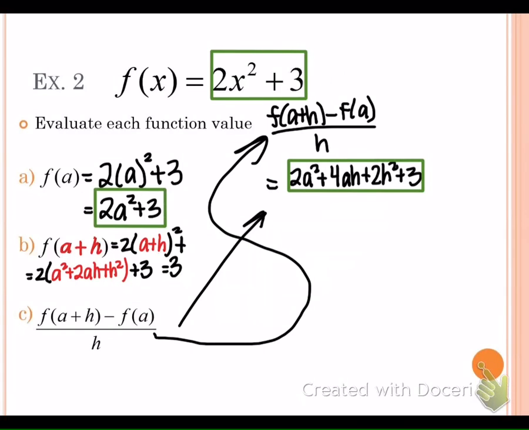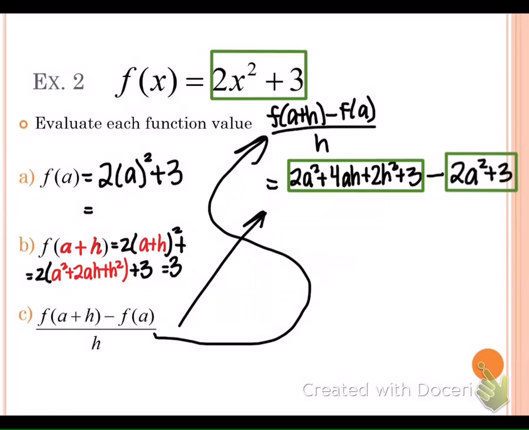This is the f of a plus h, and then we're going to subtract out the f of a. Our f of a we've already solved out for, which is right here. And we're going to divide it all out by h. So we just have to do a little simplification over here.